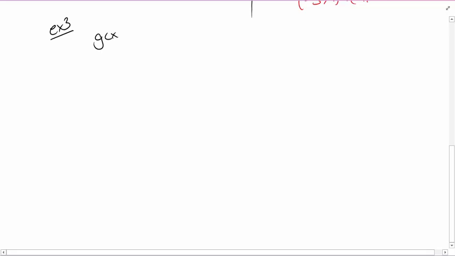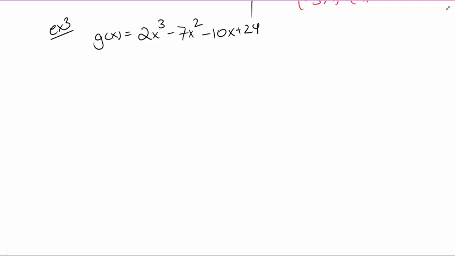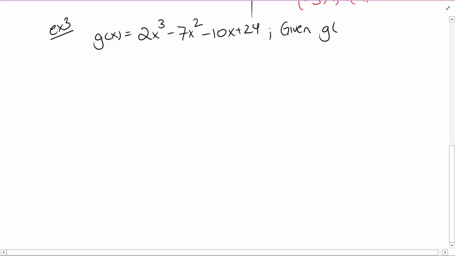In example 3, we're going to use a function g of x. G of x will be a third degree polynomial, 2x cubed minus 7x squared minus 10x plus 24. And I'm going to tell you a little bit of information here. I'm going to say given g of 4 equals 0. The question I'm going to ask is this.